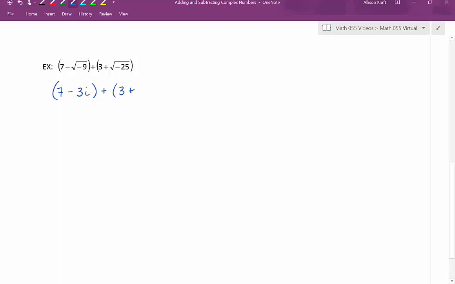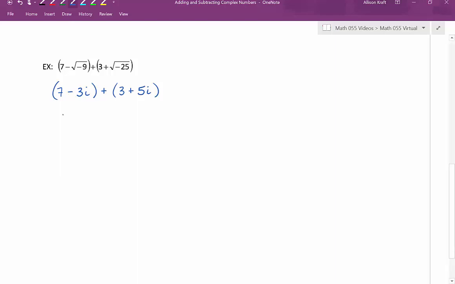Simplifying the square root of negative 25, the negative tells me I'm going to have an i. Square root of 25 is a perfect square. This is 5i. So we have (7 - 3i) + (3 + 5i).